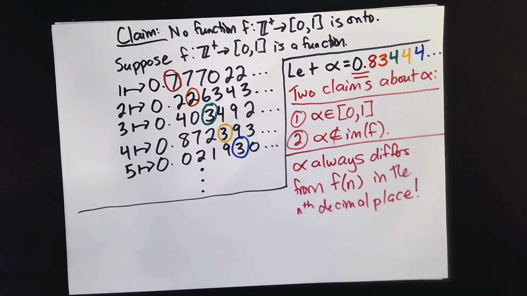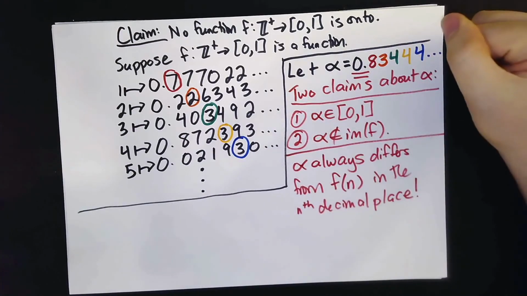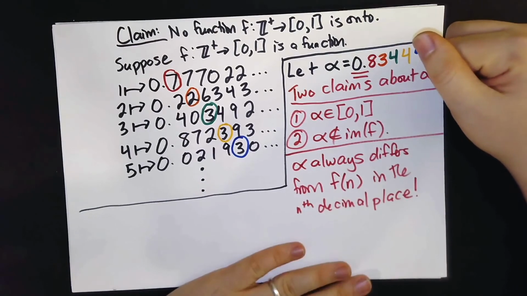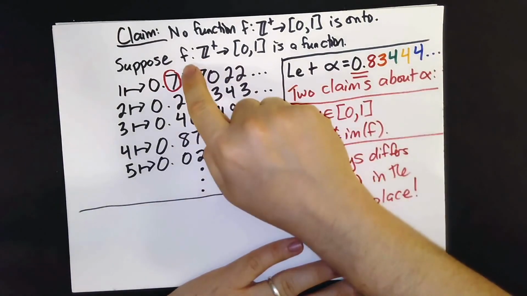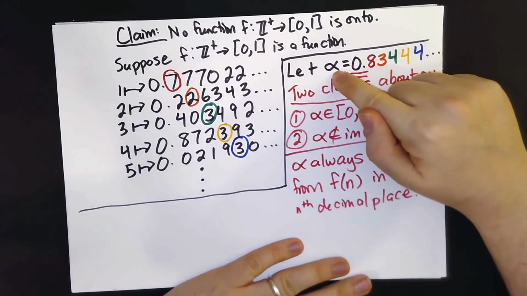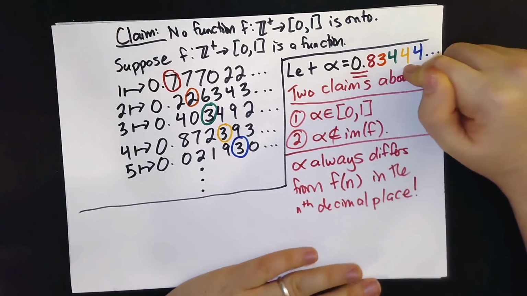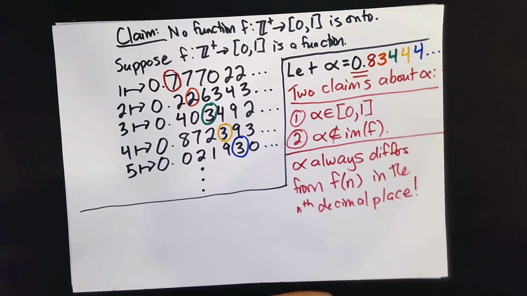Indeed, alpha differs from f of n in the nth decimal place. And so, in fact, what's happened here is that I've described a way to, from just the function f, write down an alpha that's never in the image of f. And I've done that by arranging it so that alpha's nth digit is never the same as f of n. And so, in other words, I've made it so that alpha is not f of 1 because they disagree in the first digit, not f of 2 because they disagree in the second digit, not f of 3 because they disagree in the third digit, and so on.